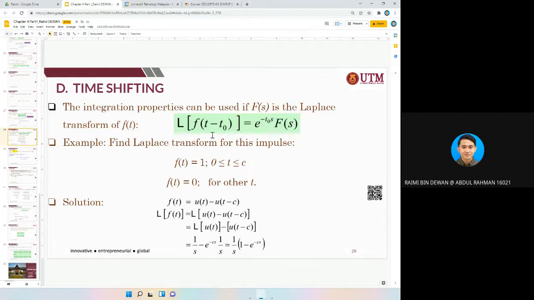Example, find the Laplace transform for this impulse. You see here f(t) is equal to 1 between t and c, and f(t) is 0 for other t. If you have other values of t, f is 0, so this is an impulse. So f(t) is equal to u(t) minus u(t minus c). This is actually how you obtain the impulse.